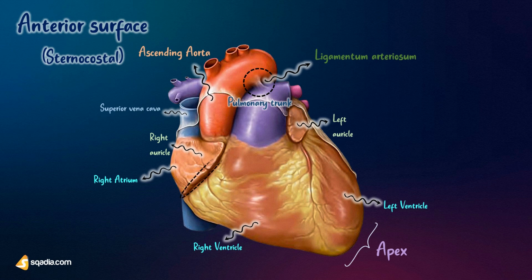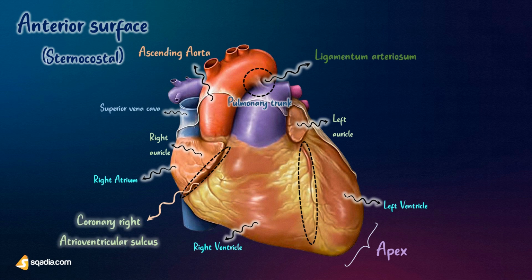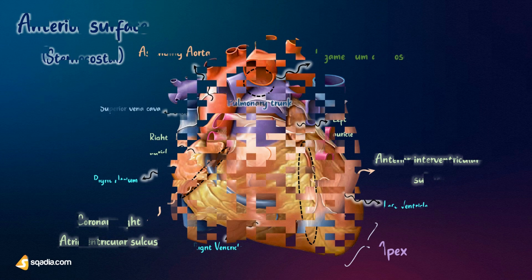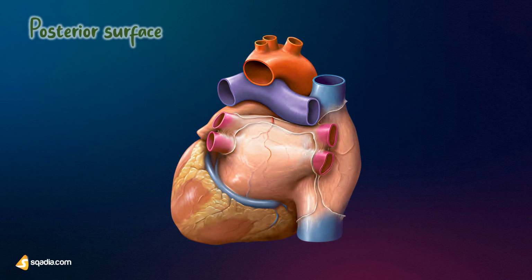And lastly, on the anterior side of the heart, we can see two coronary sulci or grooves that mark the division between ventricles and between atria and ventricles. These coronary sulci are the right atrioventricular sulcus and the anterior interventricular sulcus. So this was all about the anterior side of the heart. Now we will look at the posterior surface of the heart.